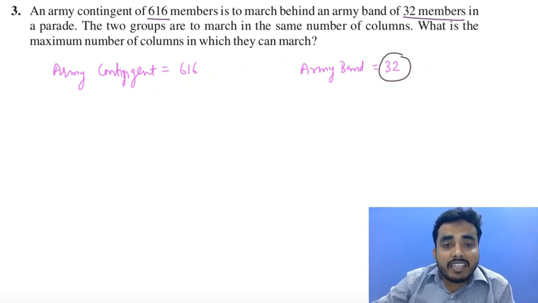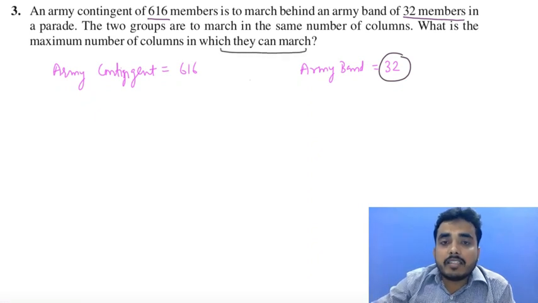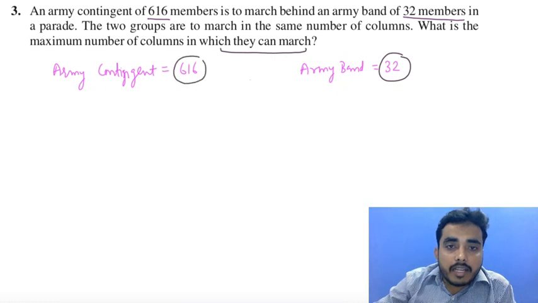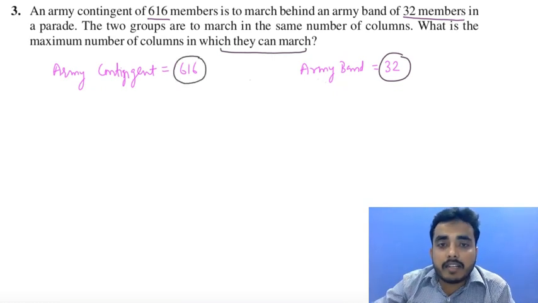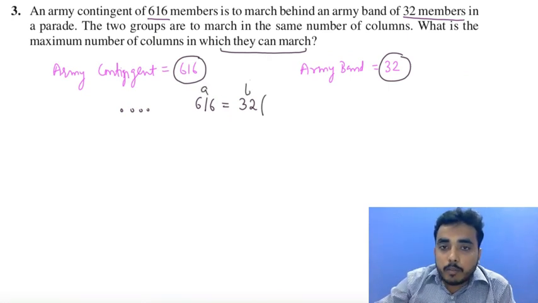सो व्हाट वी नीड टू फाइंड आउट हियर इज, द टू ग्रुप्स आर टू मार्च इन द सेम नंबर ऑफ कॉलम्स. व्हाट इज द मैक्सिमम नंबर ऑफ कॉलम इन विच दे कैन मार्च. सो हमें सीधी सीधी बात है कि इन दोनों नंबर्स का HCF निकालने को बोल रहा है. अगर हम इनका HCF निकाल लेंगे सो उतने ही पीपल लीड करेंगे और सारे इनको फॉलो करेंगे पीछे नंबर ऑफ रोज में. तो ये ऐसे ऐसे कॉलम्स बन जाएंगे हमारे. सो व्हाट वी नीड टू फाइंड आउट इज द HCF ऑफ 616 एंड दिस. सो हियर 616 becomes A, 32 becomes B.